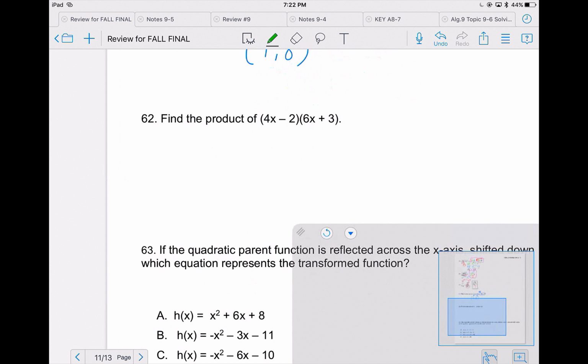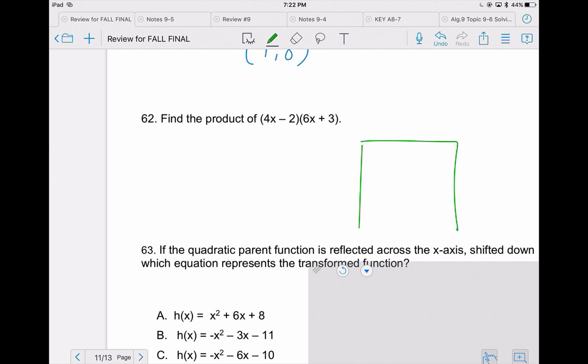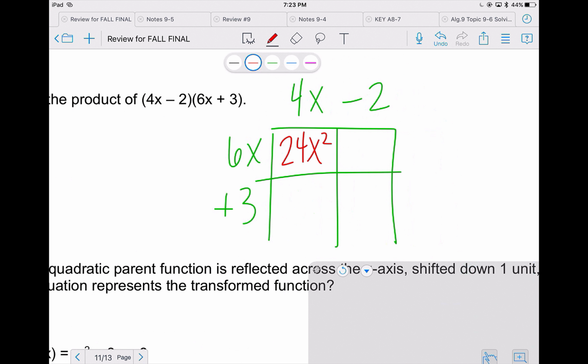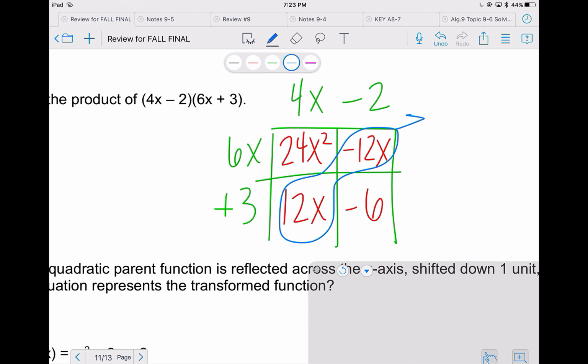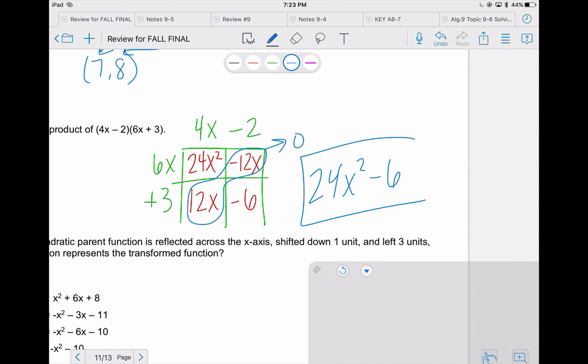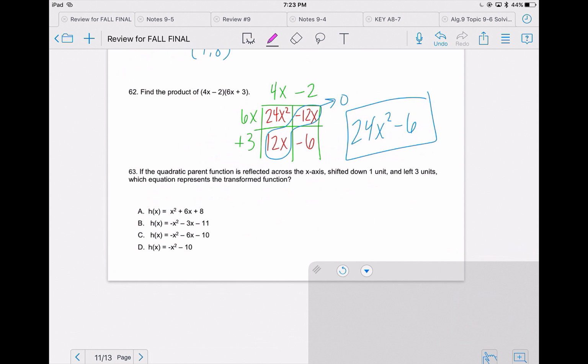62, in order to find the product of this, I will use the box to multiply. 4x minus 2, 6x plus 3. So 4x times 6x is 24x squared. 6x times -2 is -12x. 4x times 3 is 12x. 3 times -2 is -6. Add my diagonals to get 0. So I have a total of 24x squared minus 6. No middle term.